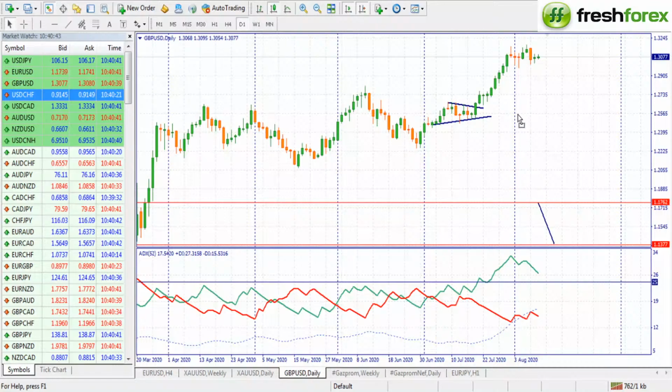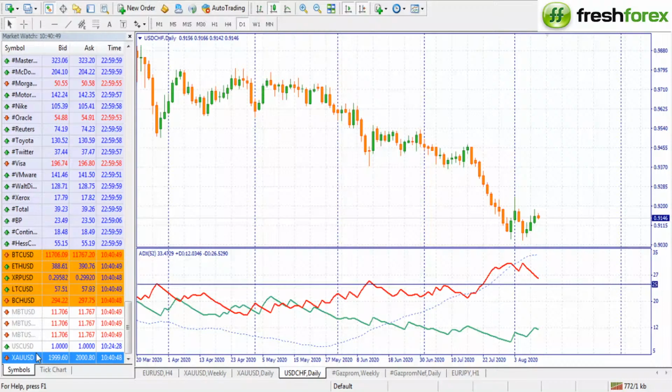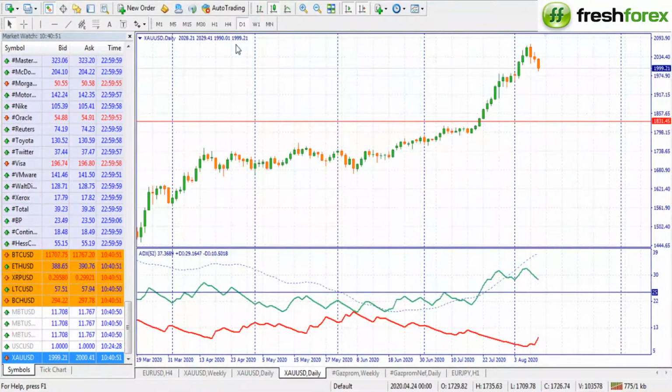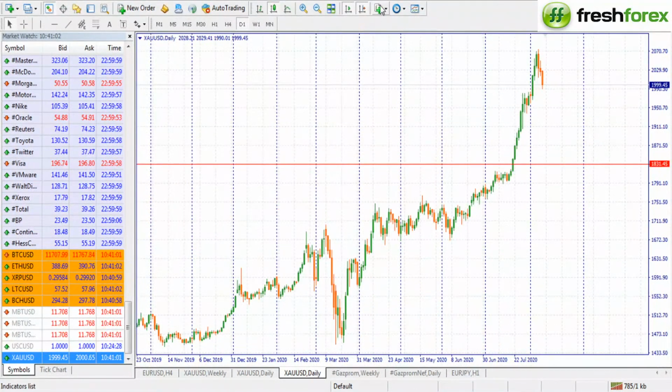So the next chart we want to look at, we look at gold. Gold is moving to the lower side. As you can see, the price is somehow moving to the lower side. This is just but a correction. Whatever we are seeing now is just a correction. We expect more correction to the lower side.